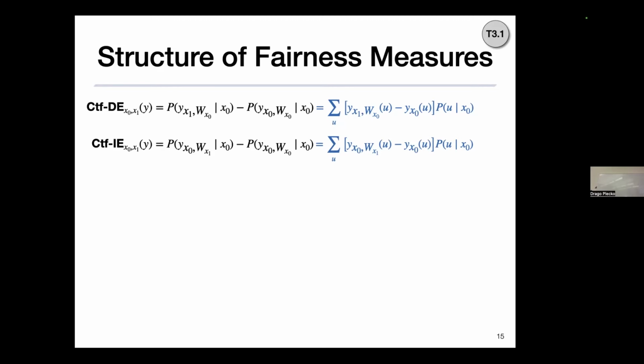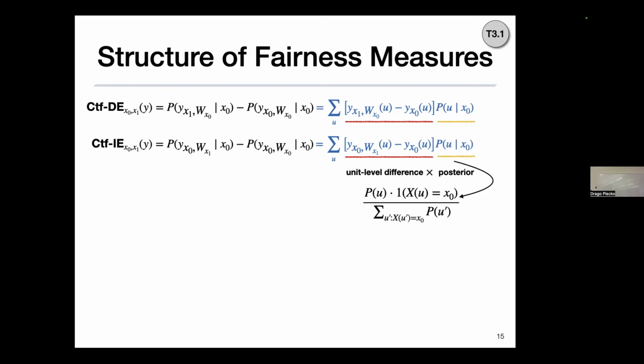We can make this comparison for each unit of the population. So this first part is the unit level difference. This is the factorization of the measures. The second part has to do with the posterior distribution that is assigned to each unit. So let's zoom in on the posterior distribution P of U given X0. What is P of U given X0? It is the probability mass assigned to this specific individual times the indicator that the individual belongs to the minority group, divided by the overall probability mass of this group. So it's just the relative importance of a specific individual in this group.